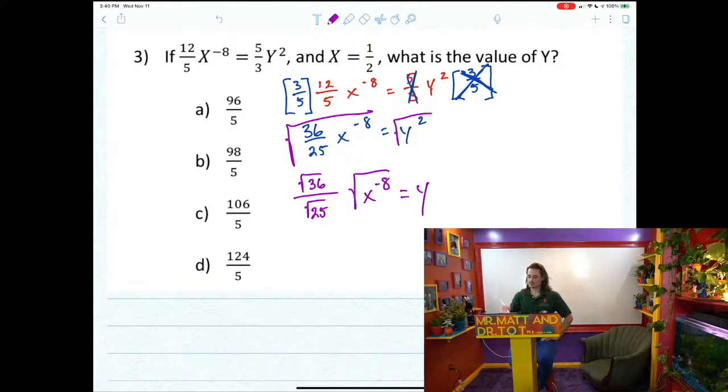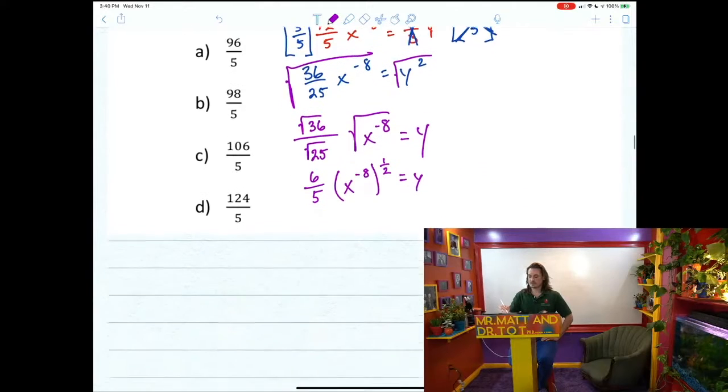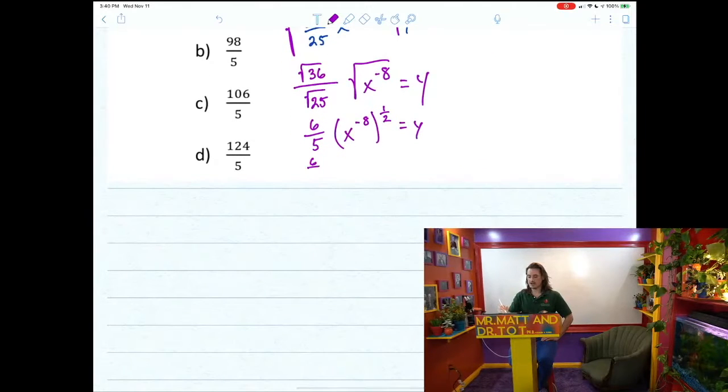The square root of 36 is 6. The square root of 25 is 5. And x to the negative 8 square rooted, that's the same thing as x to the negative 8 raised to the 1/2 power. Remember, taking the square root is the same thing as raising something to the 1/2 power. So that's going to simplify into 6 over 5 times x to the negative 4th power.